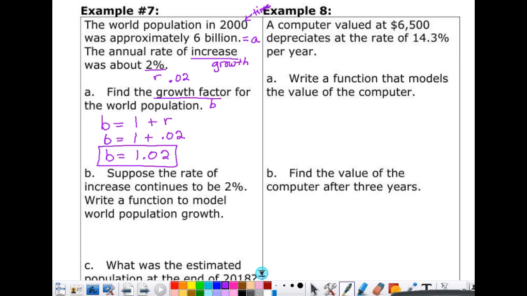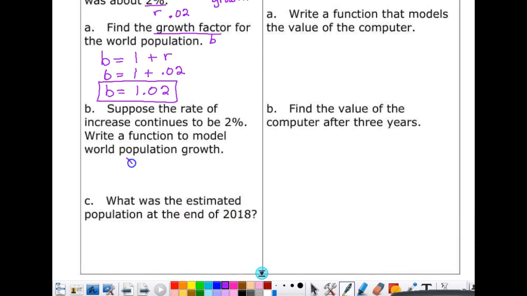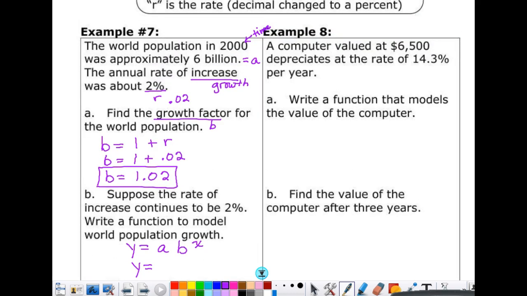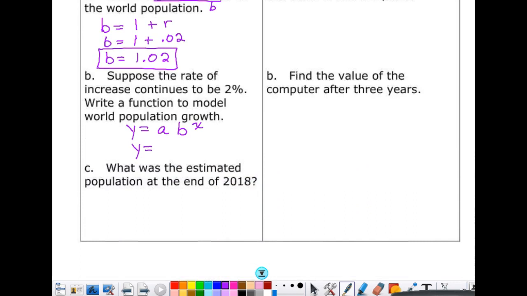It says, suppose the rate of increase continues to be 2%. Write a model or a function to model the world population growth. So now we're going to write it in the form of y equals A B to the X. What's our initial amount? What did this population start out as? 6 billion. But I'm not going to write 6 billion. I'm going to just write a 6. And I'm going to know my problem is in billions. What's our B? Well, we just figured out our B. And then our time.